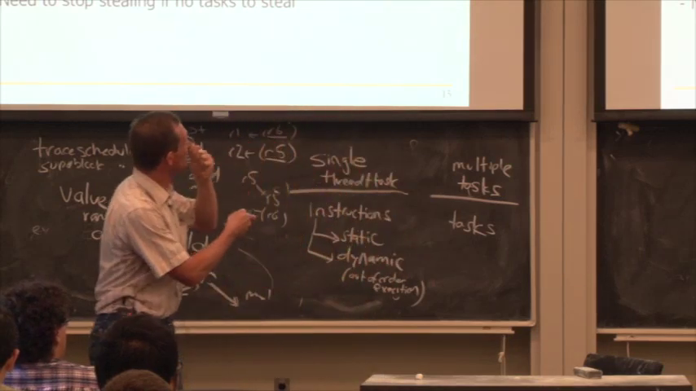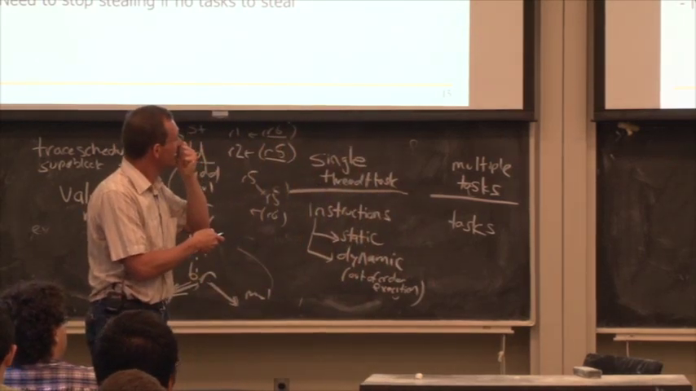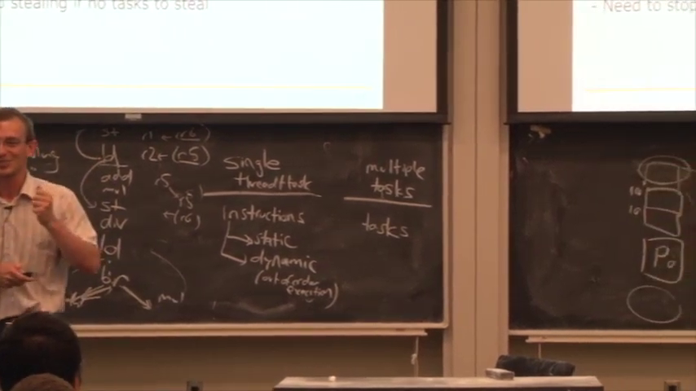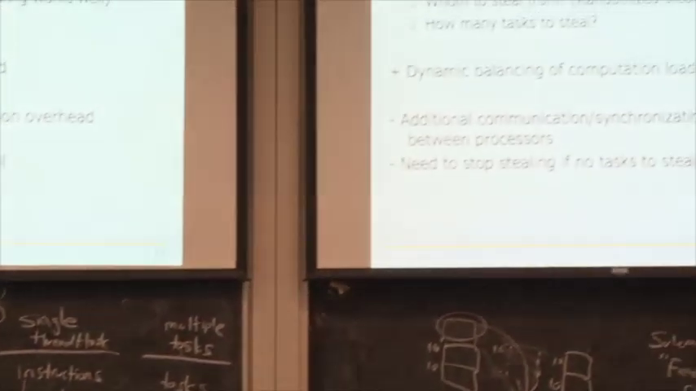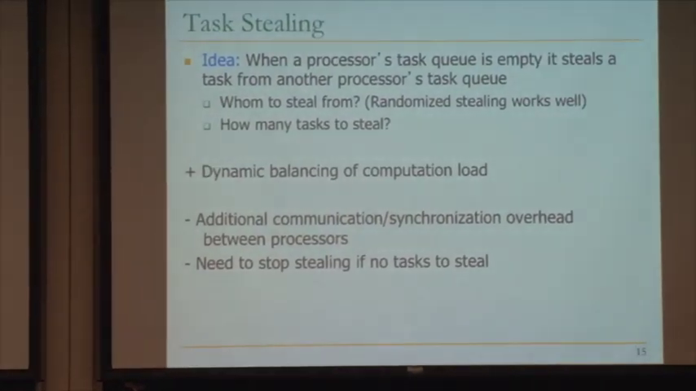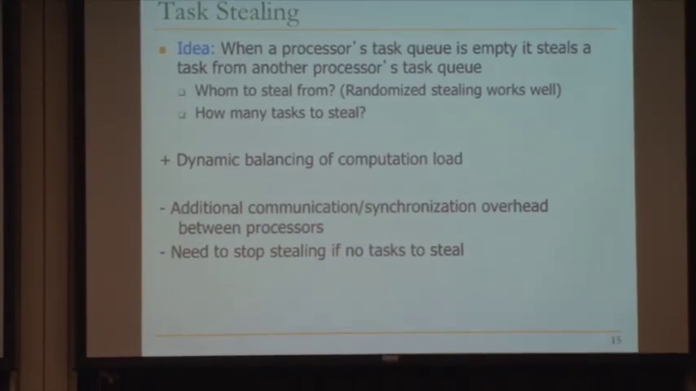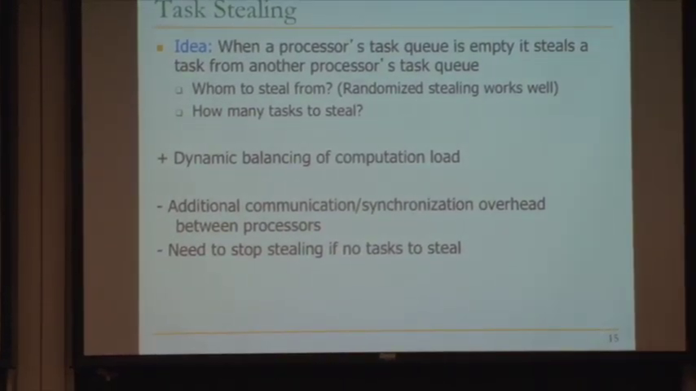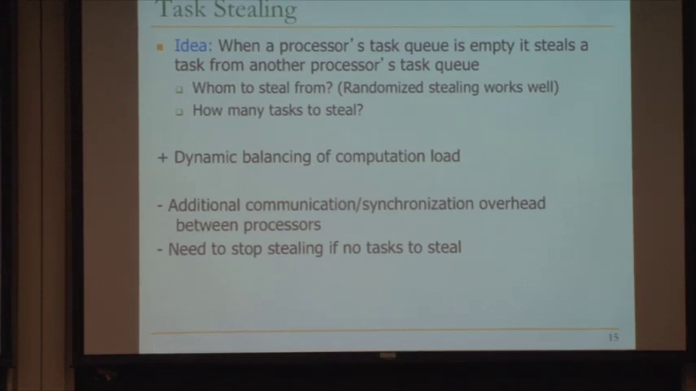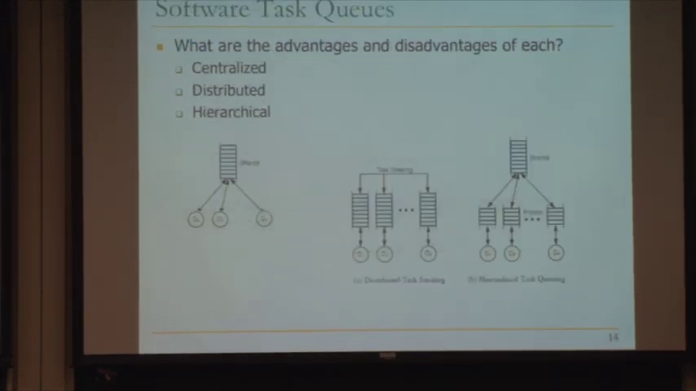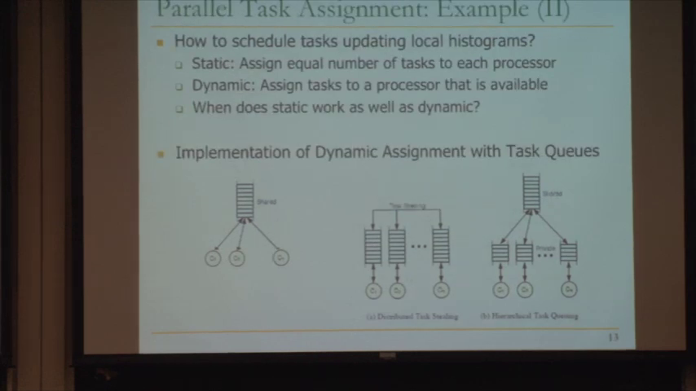The other issue with task stealing is you need to stop stealing if there are no tasks to steal. That's an interesting problem. This is like the halting problem, theoretically. When do you stop stealing? Maybe no is too strong, but when there are few tasks to steal, you should stop stealing also because your overhead increases significantly. Okay, let's get back to these task queues.